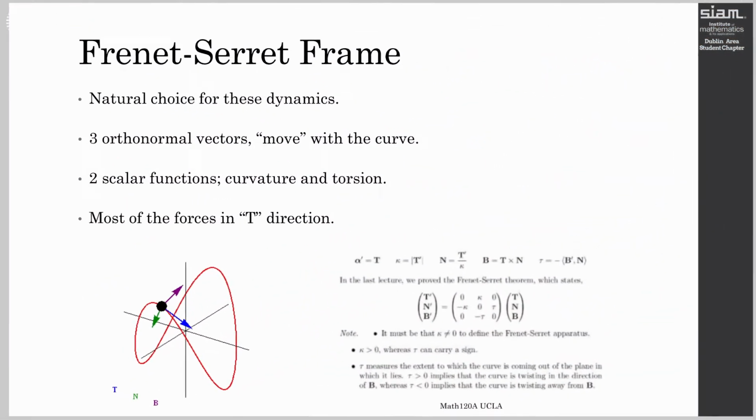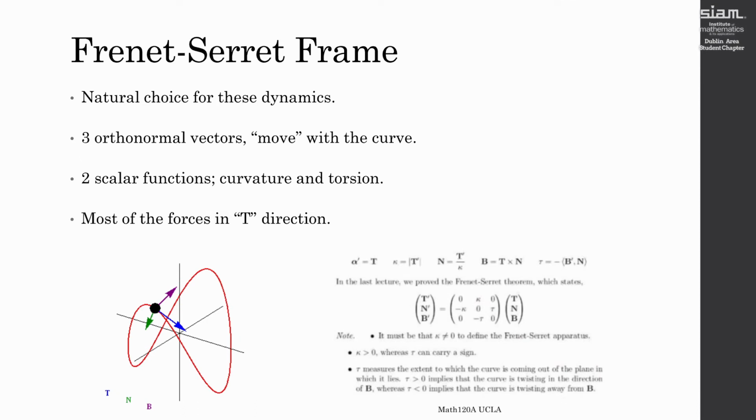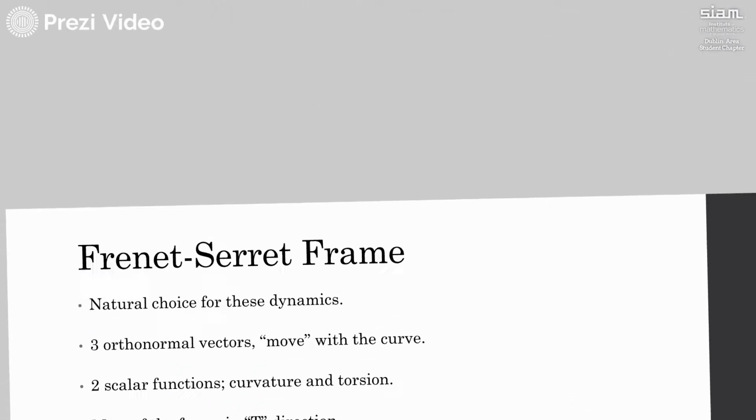We're going to work in the Frenet-Serret frame, which is made up of three orthonormal vectors which are seen to move with the curve, as well as two functions which describe the curvature and torsion at that point. The reason we do this is because most of the dynamics exist in the gradient direction t, as well as the acceleration being easy to break up into its different components in this frame.